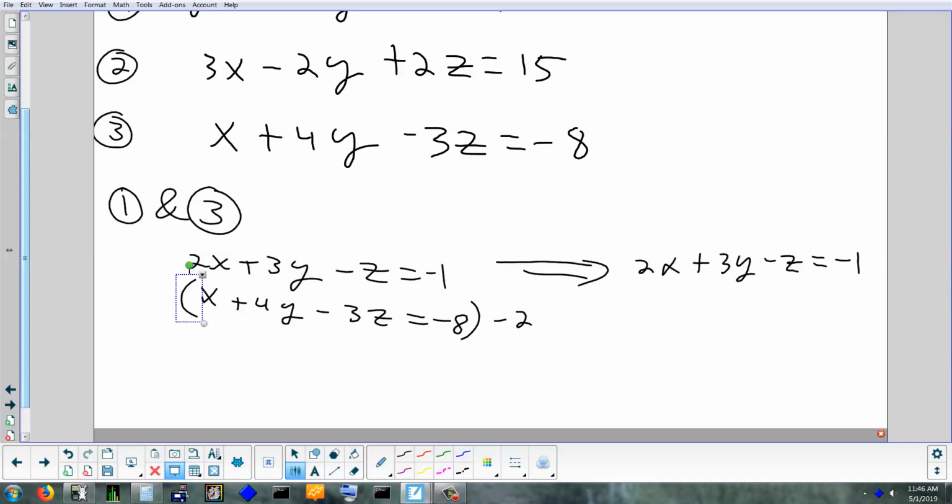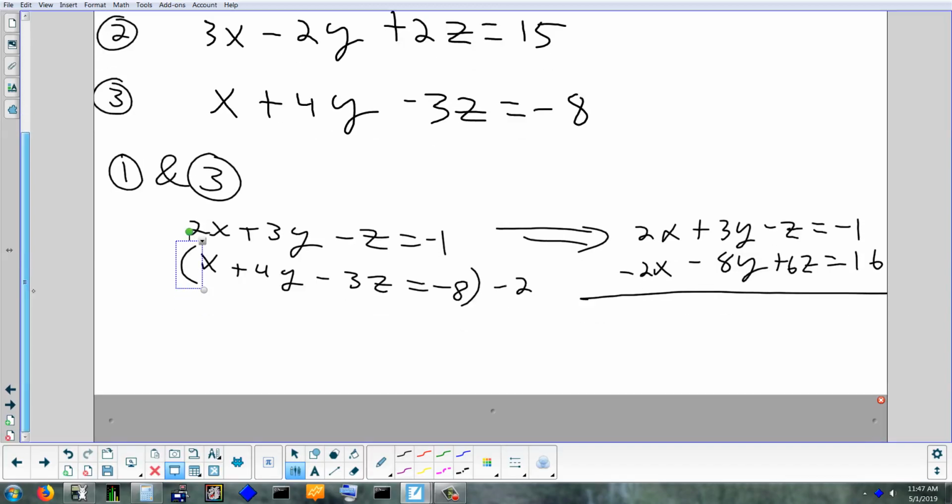What's negative 2 times x? Negative 2x. Yep, negative 2x. What's negative 2 times 4y? Negative 8y. Negative 8y. And what's negative 2 times negative 3z? 6z. And what's negative 2 times negative 8? 16. Okay. Now we're going to add those up. What happens to my x's when I add? They cancel. Gone. What happens to my y's? That's negative 5y. My z's? Becomes 5z.